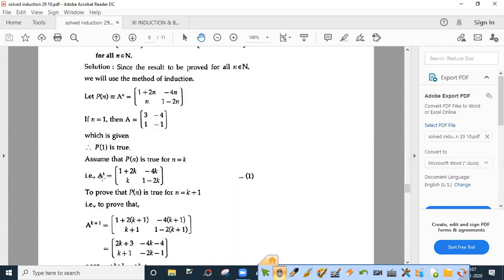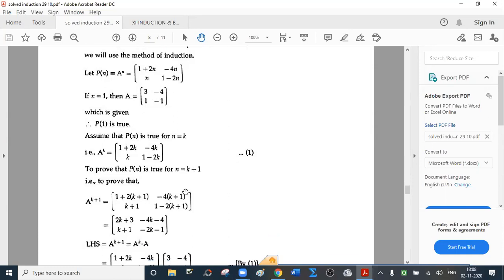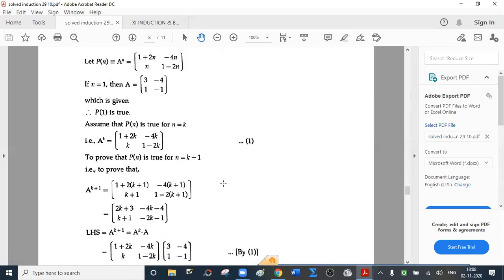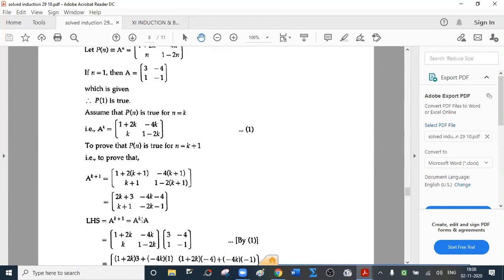That is to prove A raised to k plus 1 equal to 1 plus 2 into in bracket k plus 1. See, some students write 1 plus 2k plus 1 and then say that induction is difficult. Induction is not difficult. You do not know the basics. That is the main thing. So if you open the bracket, you get this. So what is to be proved? A raised to k plus 1 equal to 2k plus 3, minus 4k minus 4, k plus 1, minus 2k minus 1. Begin with LHS.